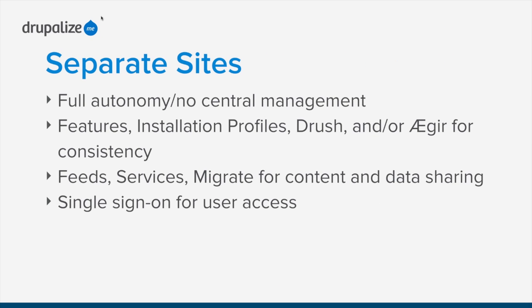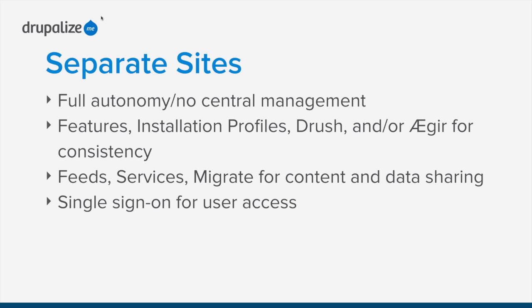So we'll start off with separate sites. Again, full autonomy. There's no central management here. Each site is an island unto itself. It's very straightforward. If you need to have consistency of features on the site, you can use the Features module. You can use things like installation profiles. Drush and Aegir are also other tools, depending on what kind of consistency it is you're looking for. But this is that cookie cutter mold of I'm building a lot of the same sites in the same way, and I just want to have them set up the same way every time. You can use a lot of these other tools to be able to create those as individual sites without having to manually go through all of the setup work that's involved with that.